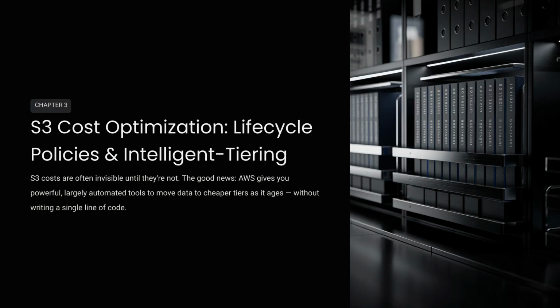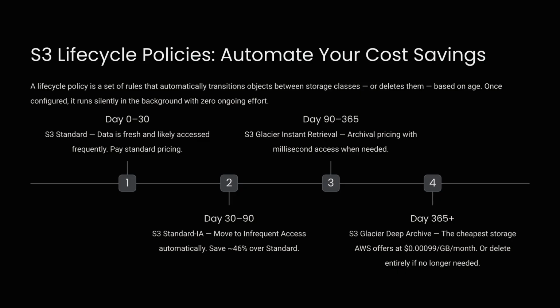AWS provides automated tools to move data to cheaper tiers as it ages without writing code. S3 lifecycle policies automate cost savings by transitioning or deleting objects based on age. For example, data might move from Standard, day 0 to 30, to Infrequent Access, day 30 to 90, then to Glacier tiers, day 90 plus.